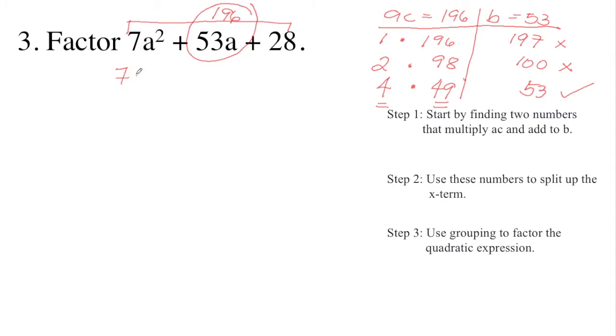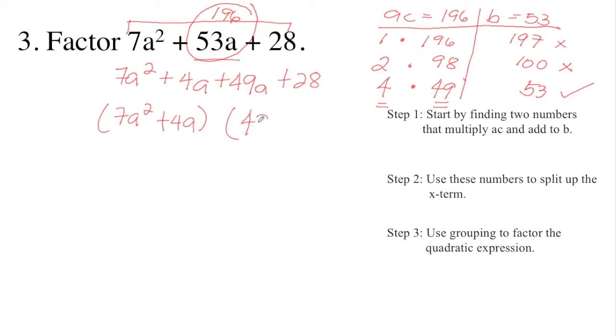Copy the first term, 7a squared. Split the middle term using 4 and 49. So this will be plus 4, the variable is a, and plus 49, variable a. And then copy the last term, which is 28. Group the first and second term together, 7a squared plus 4a, and then the third and fourth term, 49a plus 28.